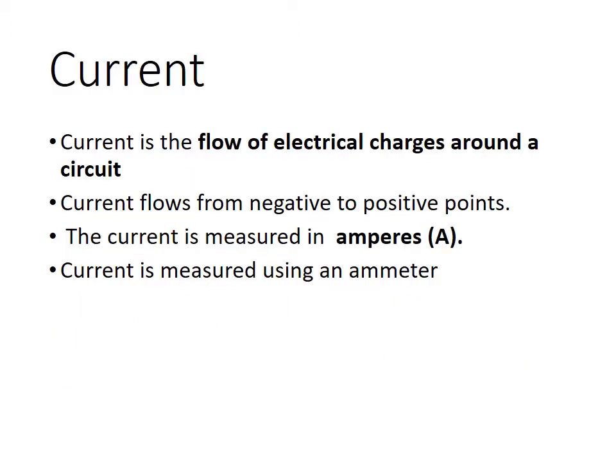Let's have a look at current now. Current is the flow of electrical charges around a circuit, and remember they're microscopic. And remember, current flows from negative to positive points. We know that from a previous lesson. The current is measured in amperes, A, and current is measured using an ammeter. And we've got the symbol below, an ammeter.